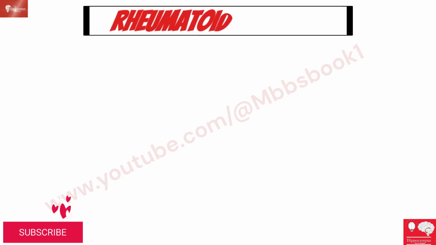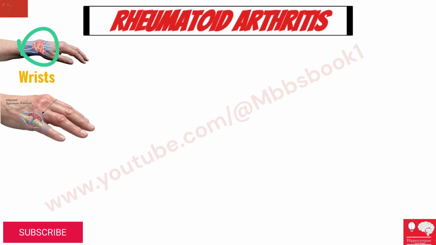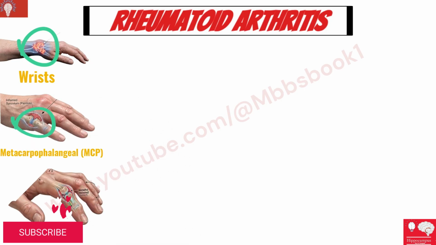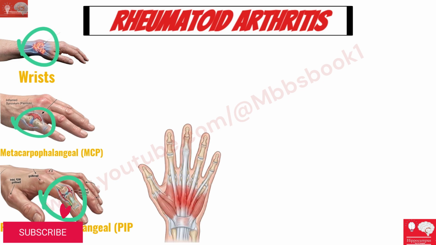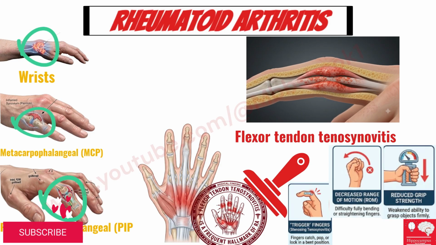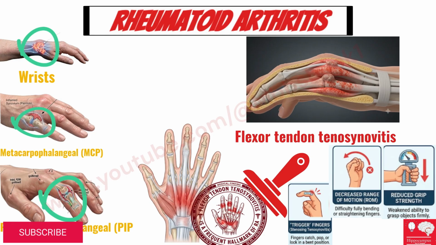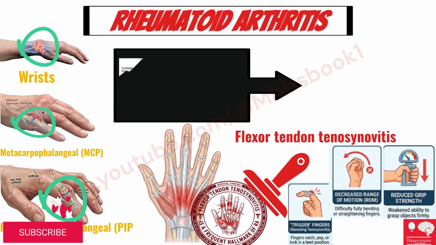In established RA, the most frequently involved joints are the wrists, metacarpophalangeal (MCP) joints, and proximal interphalangeal (PIP) joints. Flexor tendon tenosynovitis is a frequent hallmark of RA, leading to a decreased range of motion, reduced grip strength, and trigger fingers. Hand and wrist deformities.